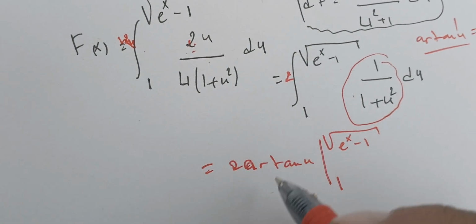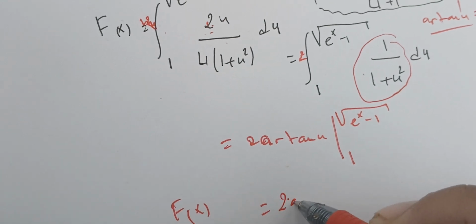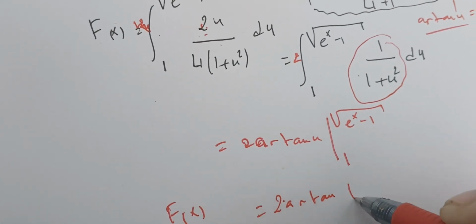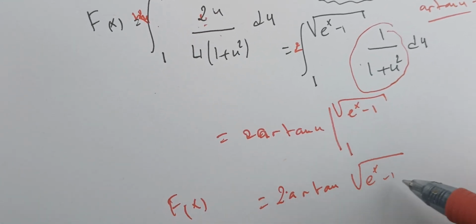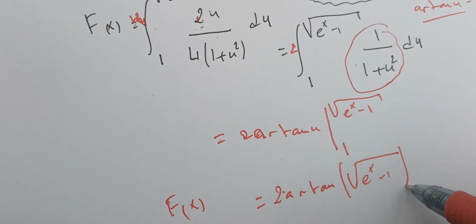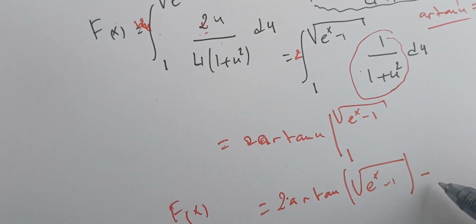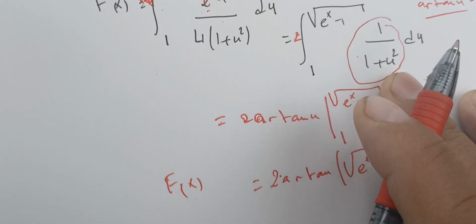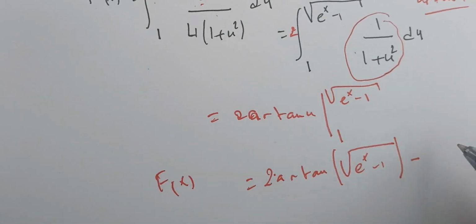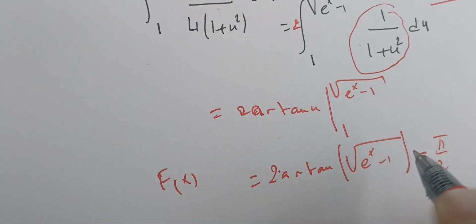So I'm going to have 2 arctangent of the square root of e to the x minus 1 minus arctangent of 1, which is pi over 4, but with the 2 I'm going to have minus pi over 2.